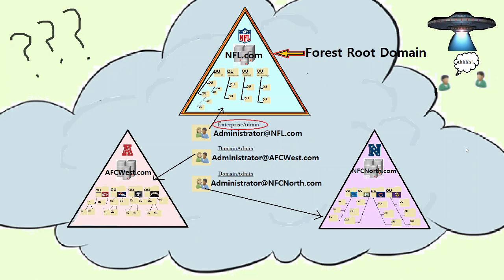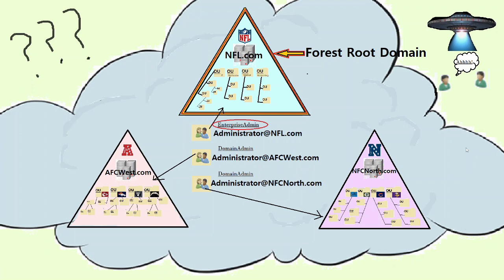It can get confusing, but if you just refer to this diagram, hopefully it'll help you make sense of it. And here's a logical domain forest view of what we're doing as well. You have NFL.com at the top, the forest root domain, which contains the enterprise administrator at NFL.com. Now this guy can do whatever he wants in the domain. He can go to afcwest.com, nfcnorth.com. He can create OUs, create users, delete users, do whatever he wants because he's the enterprise admin. But when we add the afcwest.com and nfcnorth.com domains, they have to get permission from administrator at nfl.com.